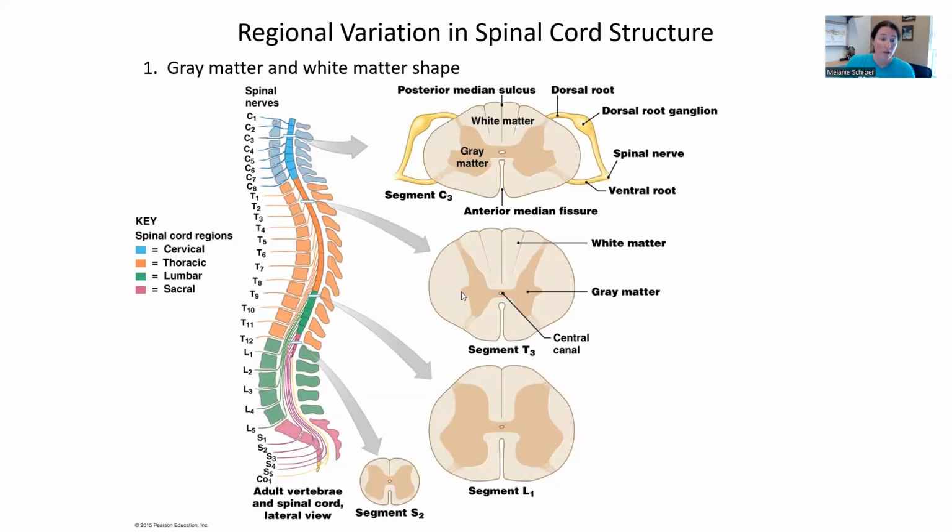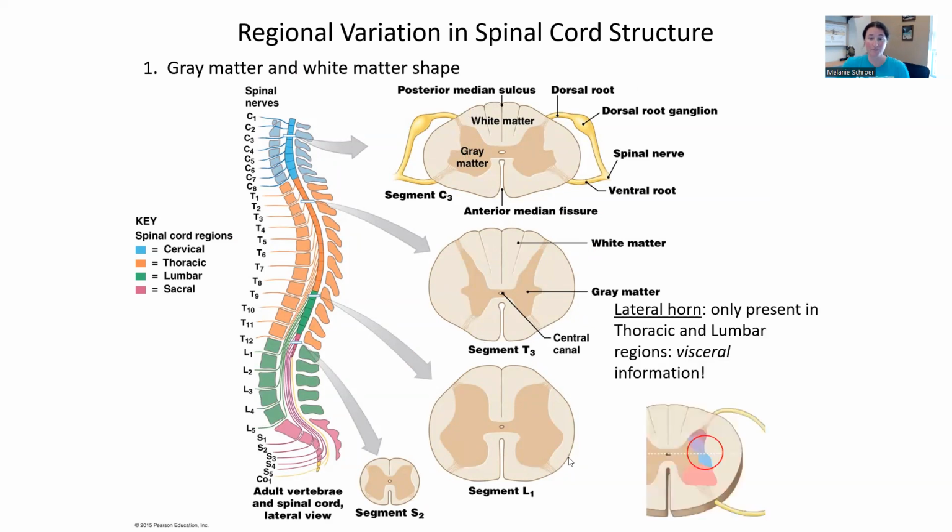Okay, so the lateral horns are generally only present in places with visceral organs, not the cervical. We really don't have much going on up here in the cervical spine. But in the thoracic and the lumbar, there is a pronounced lateral horn. So only present in thoracic and lumbar regions.